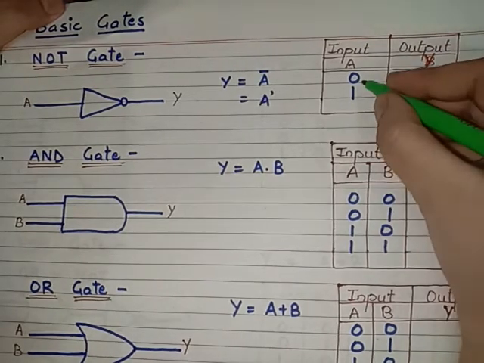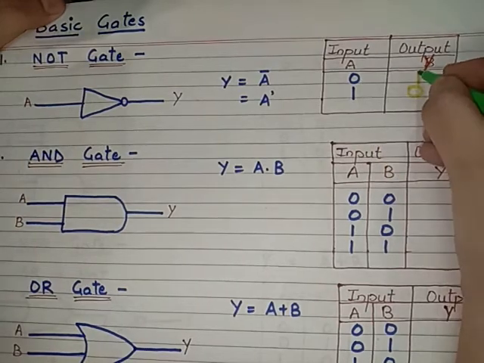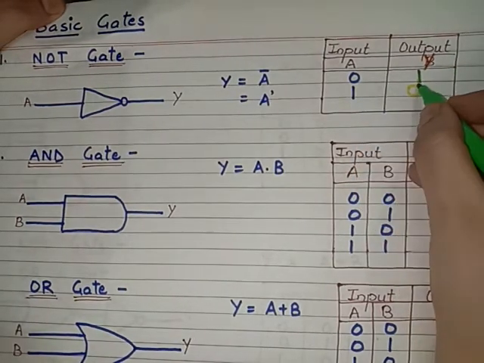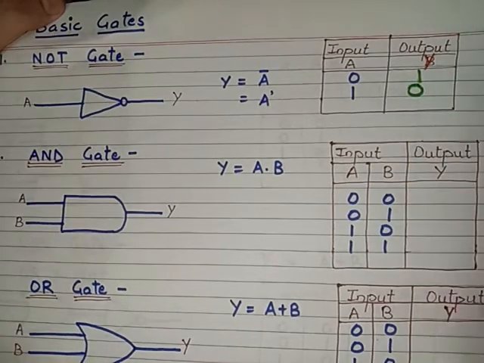So if you are providing 0 at the input, the output will be 1, and if you are providing 1 at the input, the output of the NOT gate will be 0.